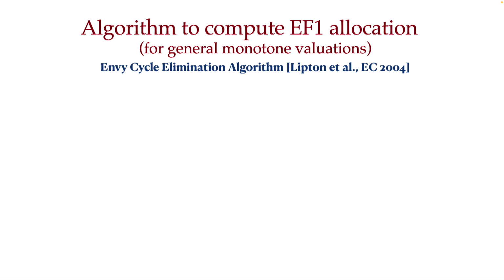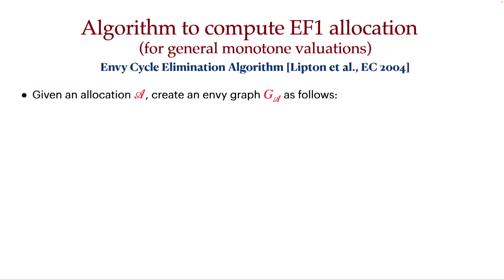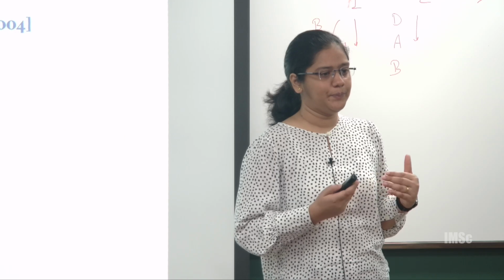Okay, so let us look at this algorithm now. What we do here is, let us say you have an allocation. Now, when I am saying allocation, it is not the final allocation, it is a partial allocation. To begin with, it could be empty. Nobody has anything. Now, we will create a directed graph, we are just calling it the envy graph, because the graph is there to capture the envy.